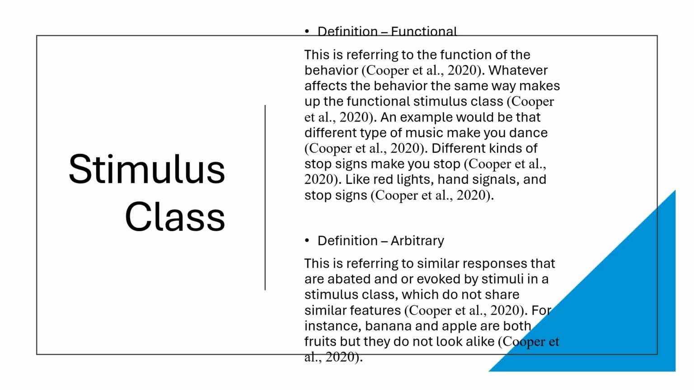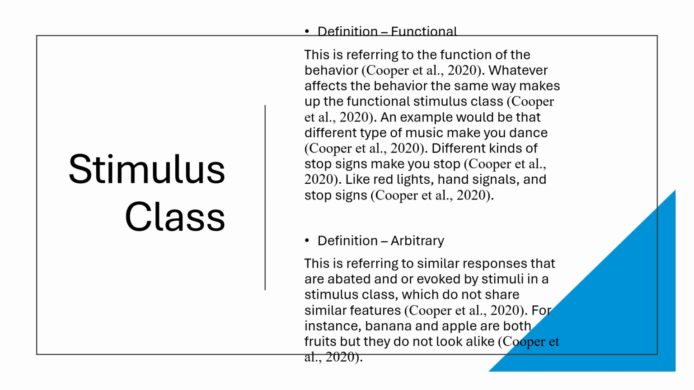Stimulus class definition: functional. This is referring to the function of the behavior. Whatever affects the behavior the same way makes up the functional stimulus class. An example would be that different types of music make you dance, or different kinds of stop signs make you stop, like red lights, hand signals, and stop signs.